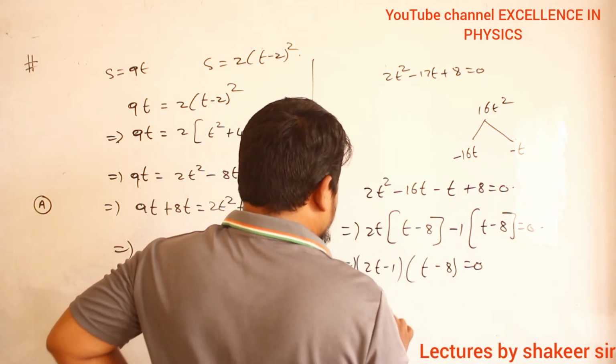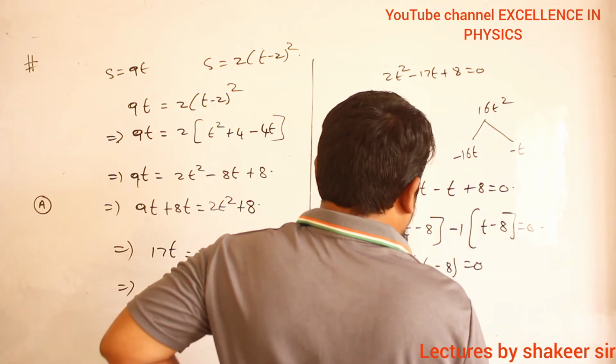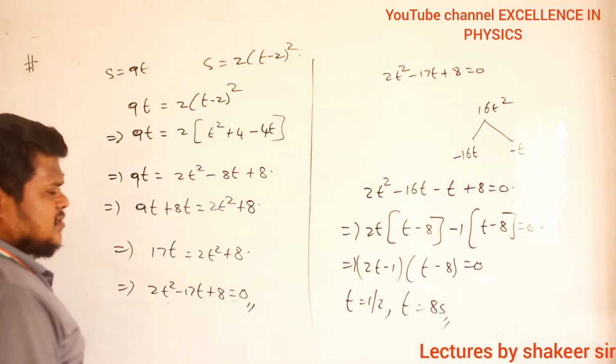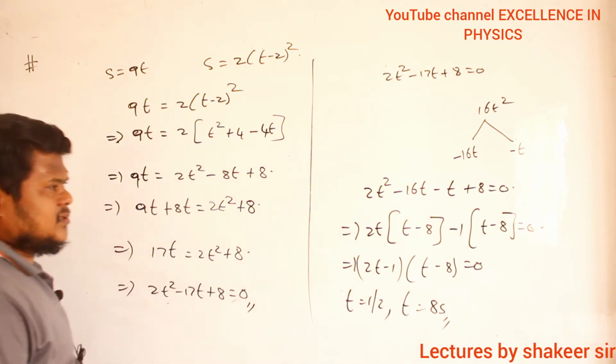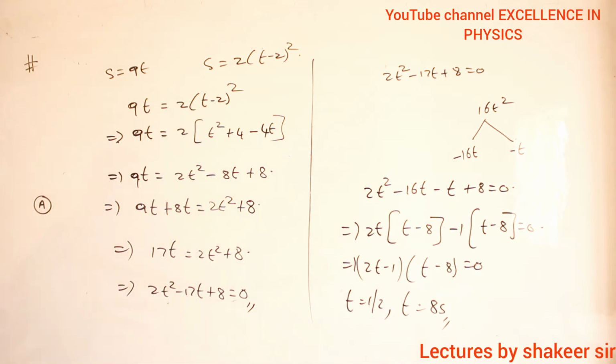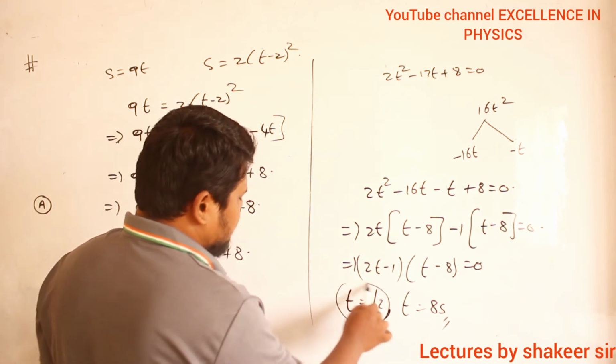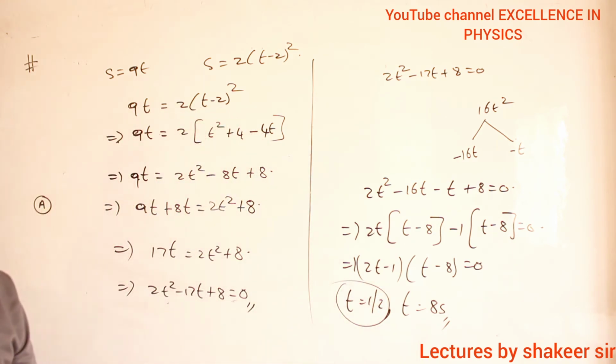So therefore t is 1 by 2 and t is equal to 8 seconds. Clear now? This is our answer. So this is the time taken after which car B will overtake car A. So t is equal to 1 by 2 second is not possible. t is equal to 8 seconds is possible. Are you able to understand?